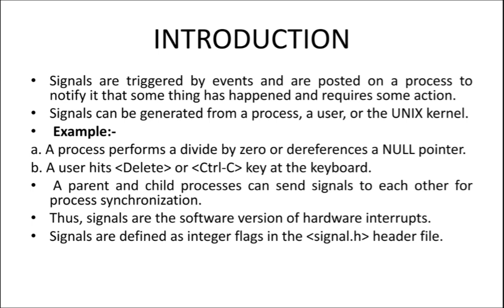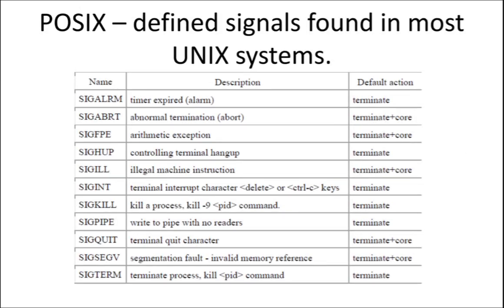There are different signals present in POSIX. All the different signals are defined as flags, and those flags are defined in the signal.h header file. Now I'm going to discuss the different types of signals that are defined in POSIX Unix systems.